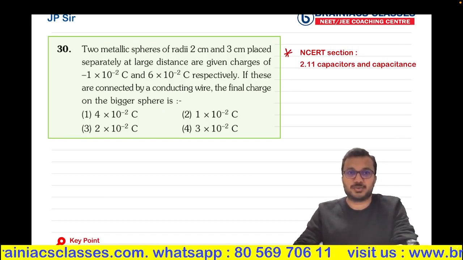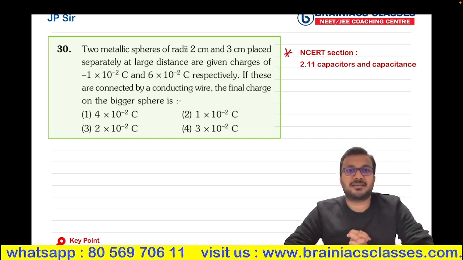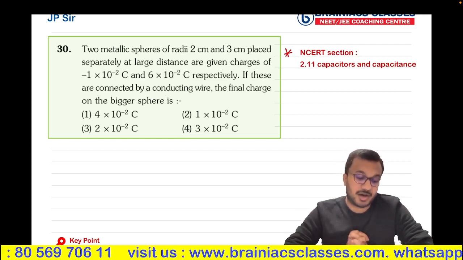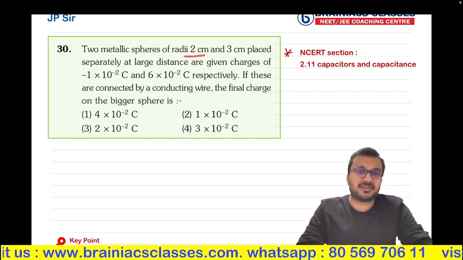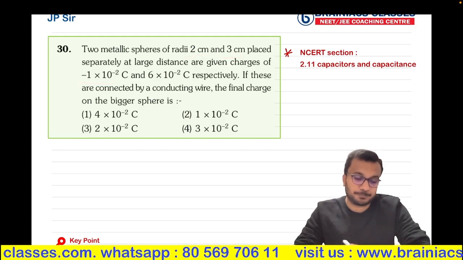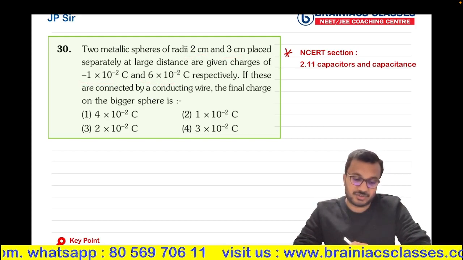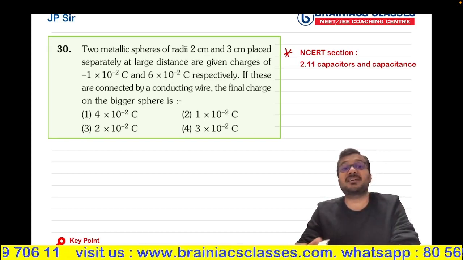Two metallic spheres of radius 2 cm and 3 cm, separately at large distances, are given charges of minus 1 into 10 raised to minus 2 and 6 into 10 power minus 2, and they are connected by a conducting wire. The final charge on the bigger sphere is.